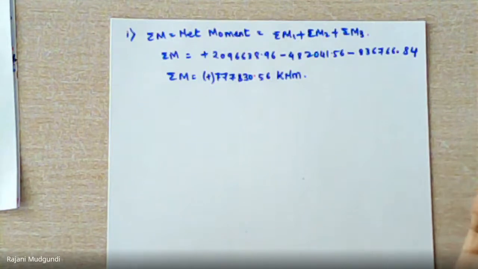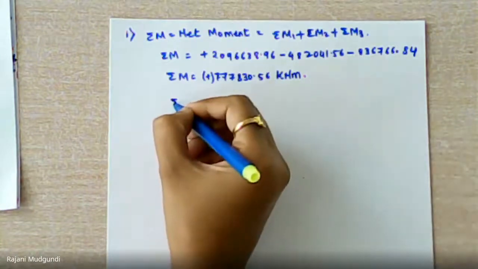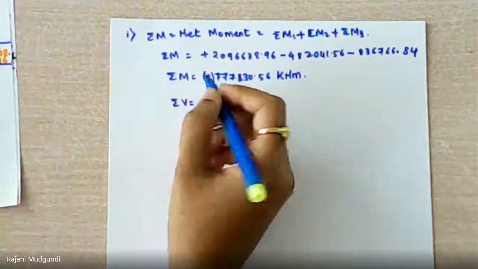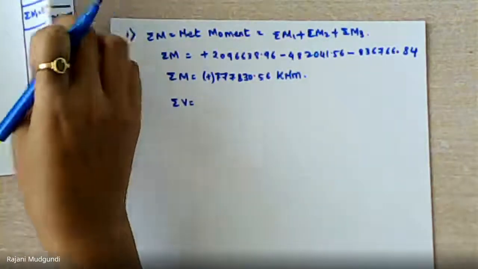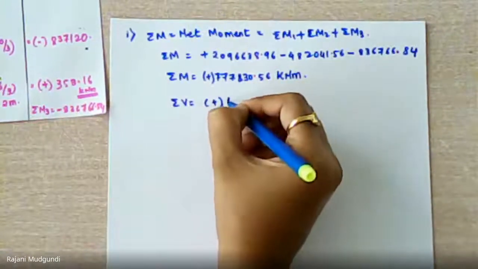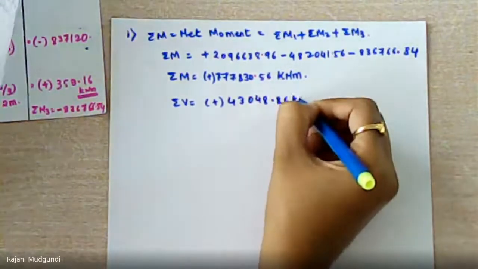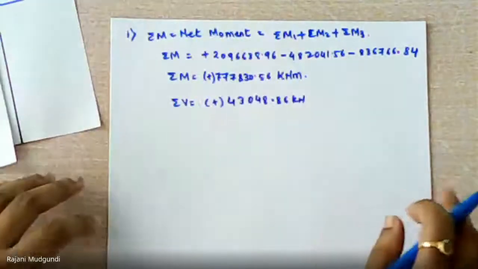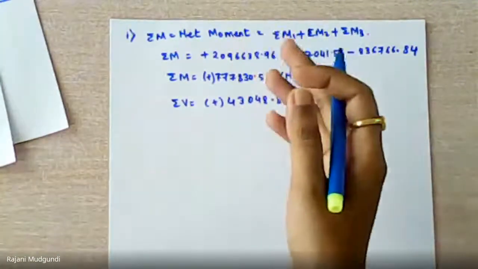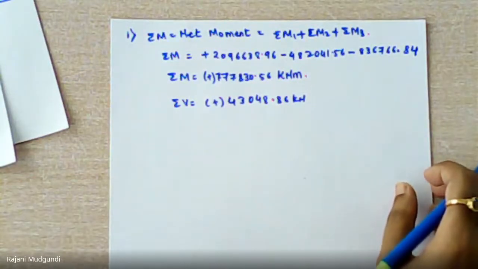Okay, fine. Now the summation V value, we have already calculated, that is summation V1 plus summation V2, that value is available with us. So this is plus 43048.86 kilonewton. Right? You can refer to previous pages or tables, in which we have the values mentioned. Fine.